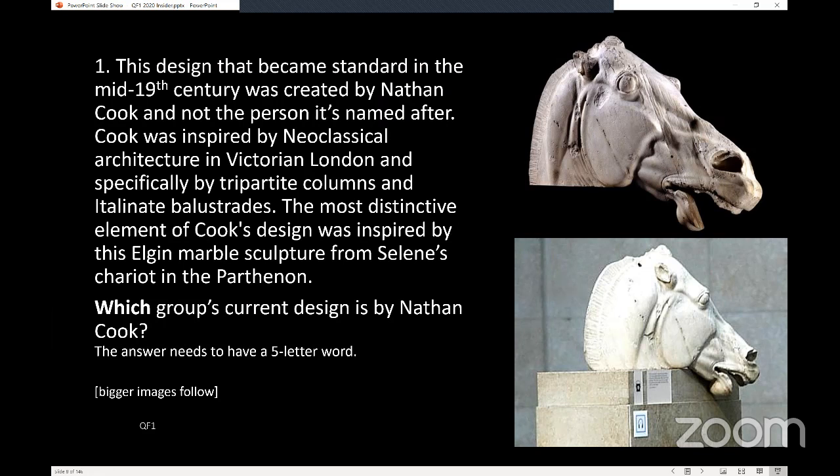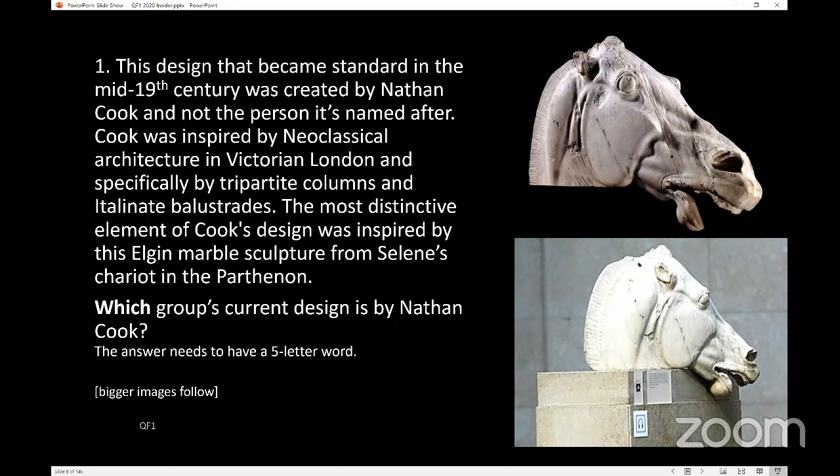So this design that became standard in the mid-19th century was created by Nathan Cook and not the person it's named after. Cook was inspired by neoclassical architecture in Victorian London and specifically by tripartite columns and Italianate balustrades. The most distinctive element of Cook's design was inspired by this Elgin marble sculpture from Selene's Chariot in the Parthenon. So which group's current design is by Nathan Cook?